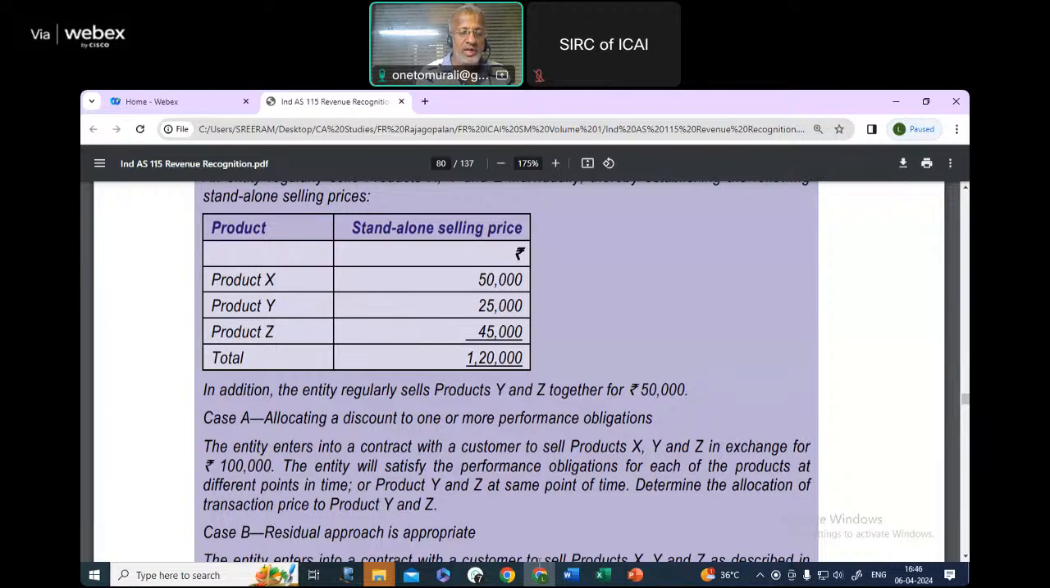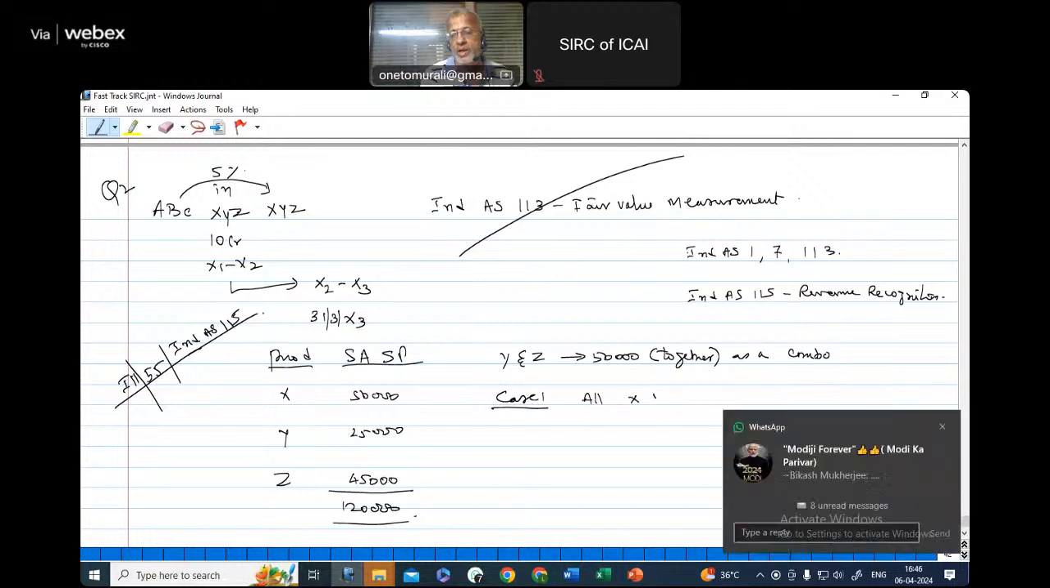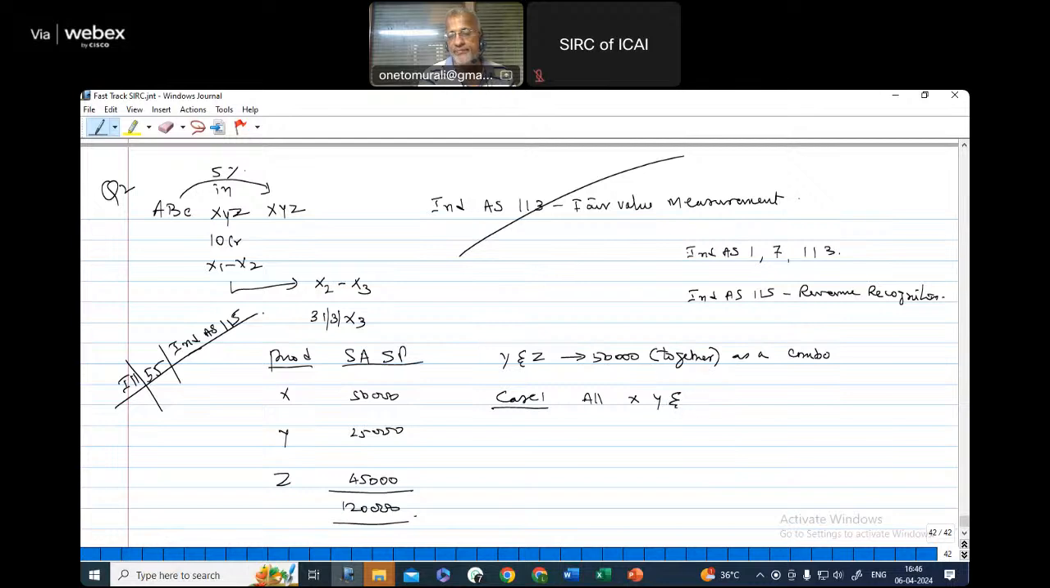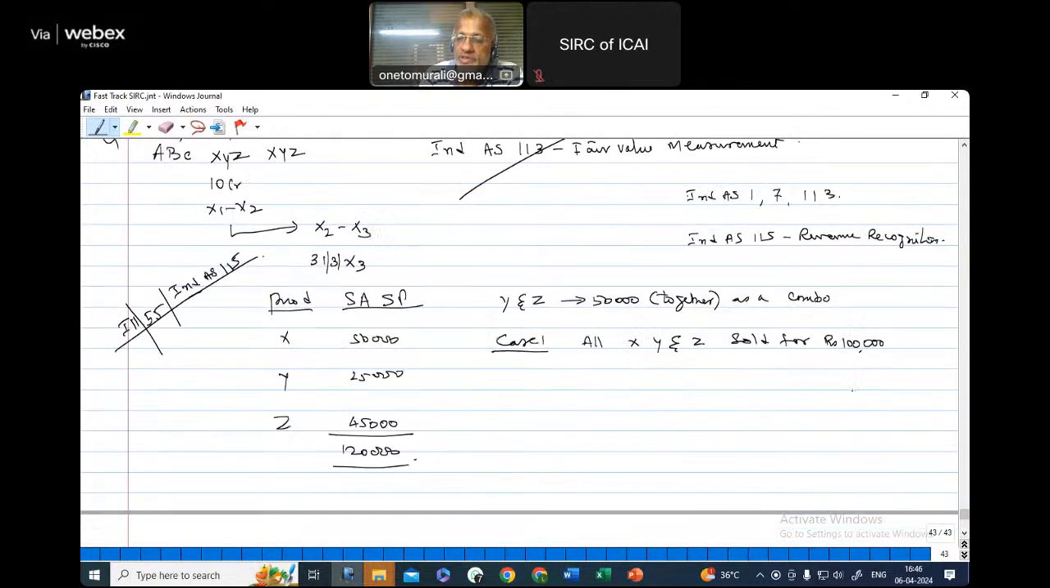Now the entity, all the three together, all X, Y and Z, sold for rupees 100,000. Now we are expected to take up as how this 100,000 has got to be taken up.